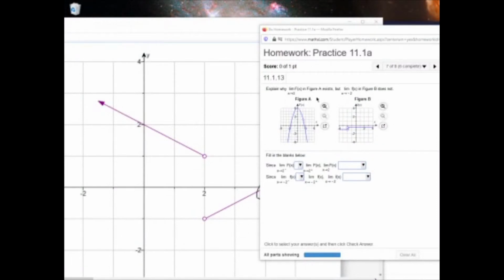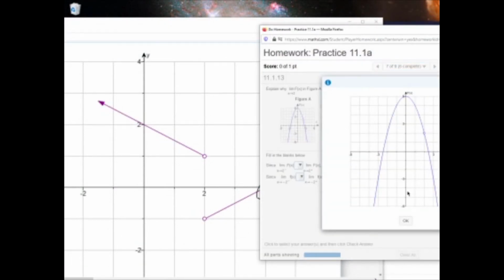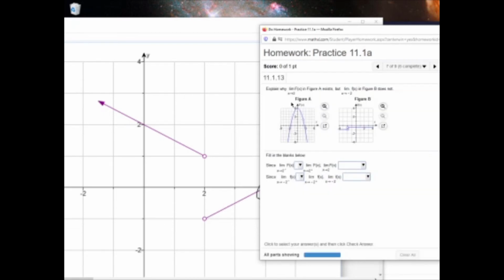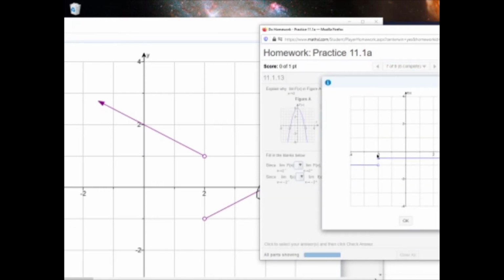All right, so for figure A, you can zoom in here. Our point of interest is 2, so right where the hole is. A limit always exists at holes. And that's what they're saying. They're saying figure A, the limit exists. But in figure B, the limit does not exist at -2.